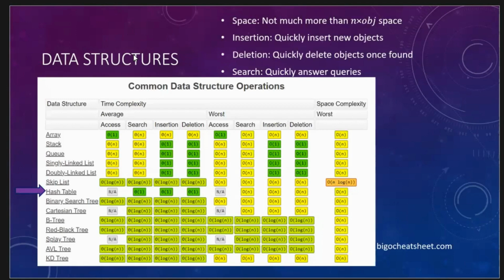I got a list of data structures from bigocheatsheet.com that tells me the runtime of some of these operations. The one we're looking at is hash table. It seems like a pretty good data structure because it has constant time search, insertion, and deletion. In fact, it's the only one that made it to this chart that has those. That's what we hope to have from hash tables, and we also want good space complexity. Any questions? Probably not yet.